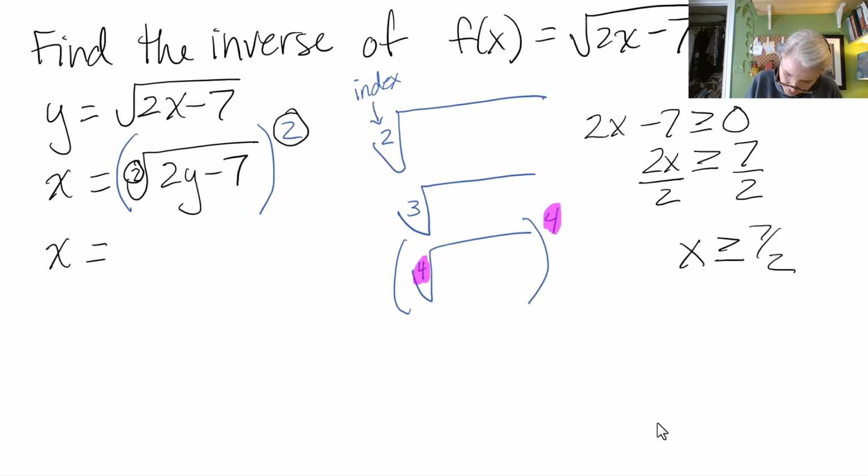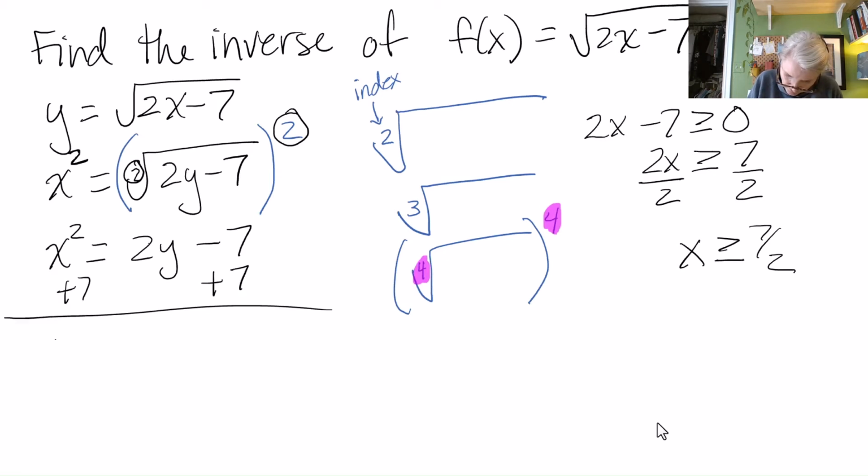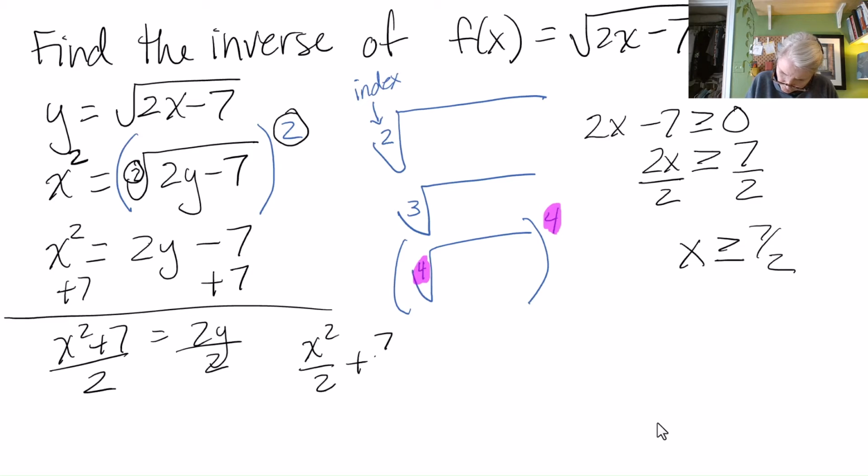So now I'm left with, oops, I've got to square the other side. Forgot about that. What you do to one side, you have to do to the other side. So I have x squared is equal to 2y minus 7. And I'm solving for y, so I'm going to add 7 to both sides and divide by 2. And so I get, and I can split this up over that common denominator.